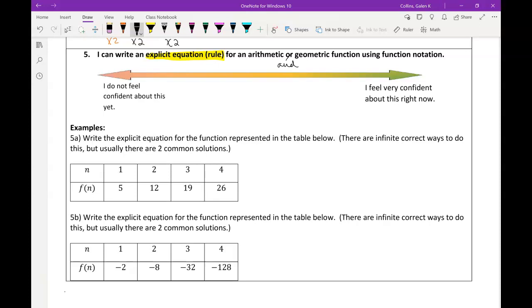I wrote geometric function. I mean, it's not really that wrong, but we've been referring to these as sequences using function notation. So we remember function notation. Remember, an explicit equation is one where there is an input and an output. And when you are learning about linear equations, oops, sometimes my pen just doesn't want to cooperate.